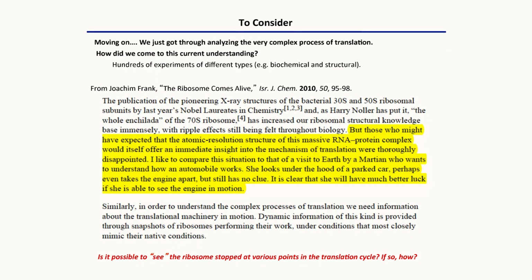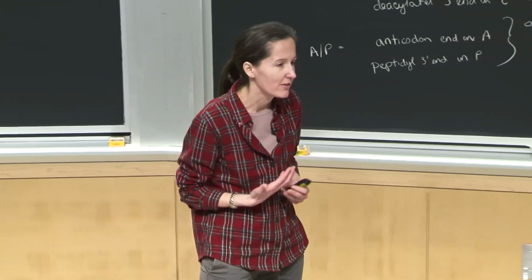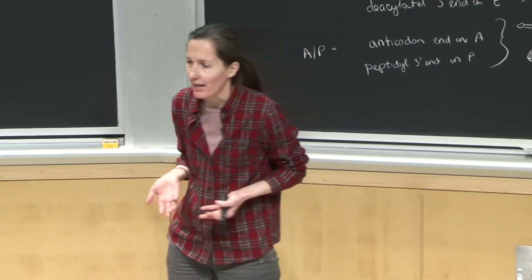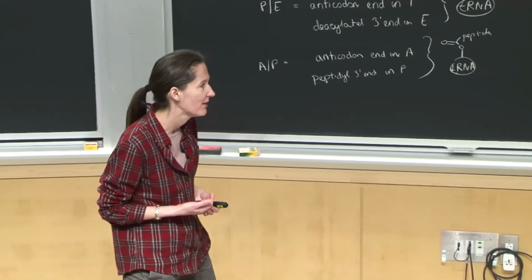So what does he say? I'd like to compare this situation to a visit to Earth by a Martian who wants to understand how an automobile works. We can all think about flipping up the hood of our car, and what do we see? She looks under the hood of a parked car, perhaps even takes the engine apart, but still has no clue. It's clear she'll have much better luck if she's able to see the engine in motion. That's been a major goal in thinking about the ribosome as well as other macromolecular machines. How can you actually see these in motion and see the dynamics and conformational changes?